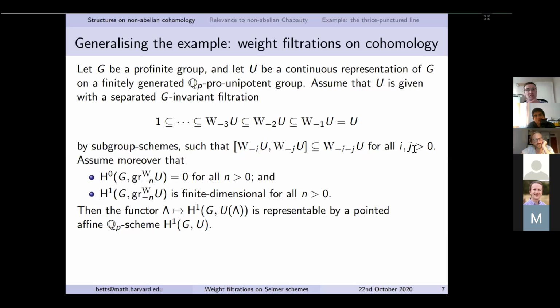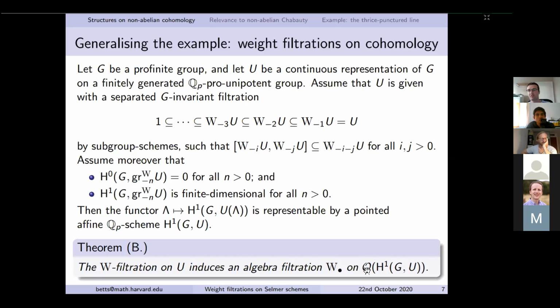And similarly to the previous case, if we impose some assumptions on the Galois cohomology of each of these graded pieces, which is by the way a vector space, then we get the fact that this cohomology functor is represented by a pointed affine Qp scheme. The interesting extra structure that I want to talk about, and which I will show later is actually relevant to non-abelian Chabauty, is the following. The affine ring of this cohomology variety in fact comes with a natural algebra filtration, induced by this filtration that we chose on our group U.